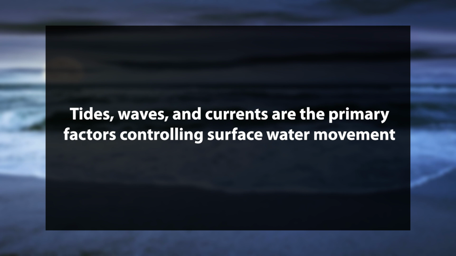The oceanic surface in these regions is rarely calm. Instead, it is in constant motion, shaped by dynamic processes. Among these, tides, waves and currents are the primary factors controlling surface water movement. Each plays a crucial role in shaping coastal landscapes and influencing oceanic circulation.